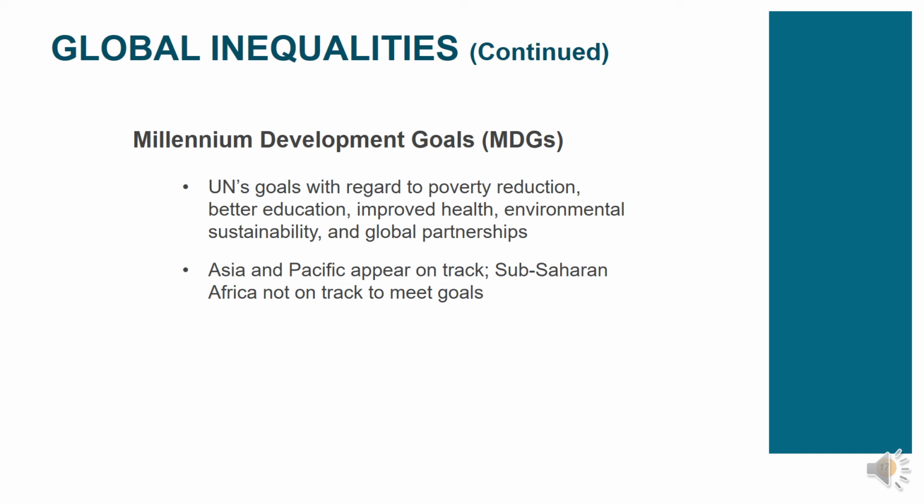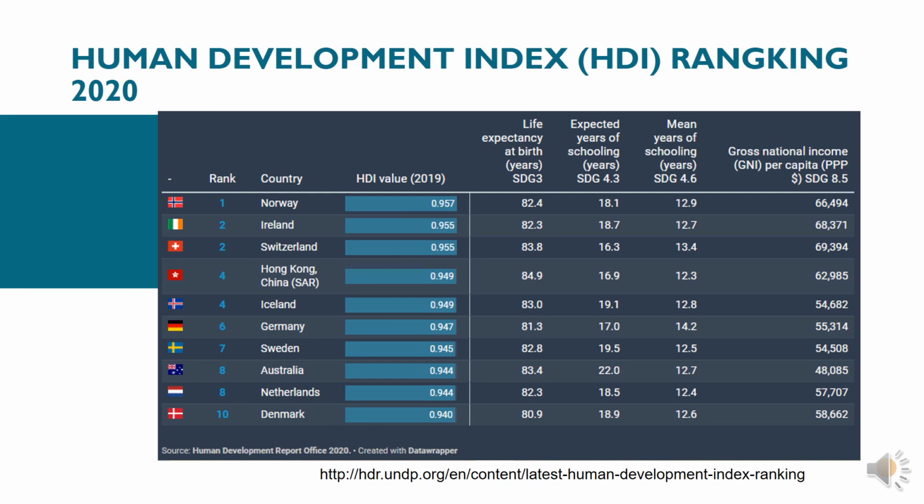Okay, the Millennium Development Goals. These are United Nations goals with regard to poverty reduction, better education, improved health, environmental sustainability, and global partnerships. Asia and the Pacific appear on track, however, Sub-Saharan Africa is not on track to meet the goals. Here we have the Human Development Index for the top 10 countries in the world. First, we have Norway, Ireland, Switzerland, followed by Hong Kong, Iceland, Germany, Sweden, Australia, Netherlands, and Denmark.